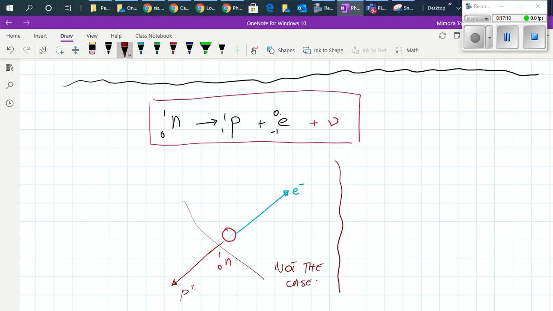So what actually happened when we had the neutrino here: the electron was going in one direction and the proton was going in the other direction. And to compensate for this, in order to satisfy the conservation law, we have to have the momentum of the neutrino here. It's just a neutrino, like this.